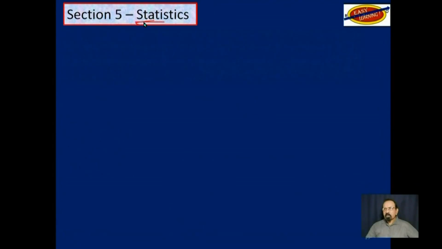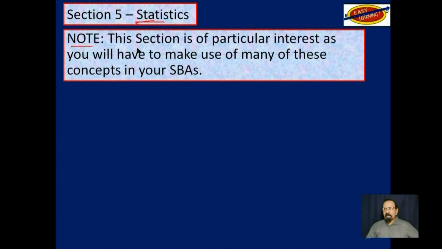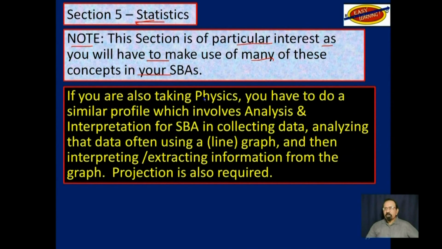So section 5, statistics. Reminder again that this section is of particular interest, as you will have to make use of many of these concepts in your SBAs, not just mathematics SBAs. If you are taking physics and so on, you will have to do a similar profile, which involves analysis and interpretation for your SBA. You would have to collect data, you would have to analyze that data, often by using a graph, a line graph, and then interpreting and extracting information from that graph.